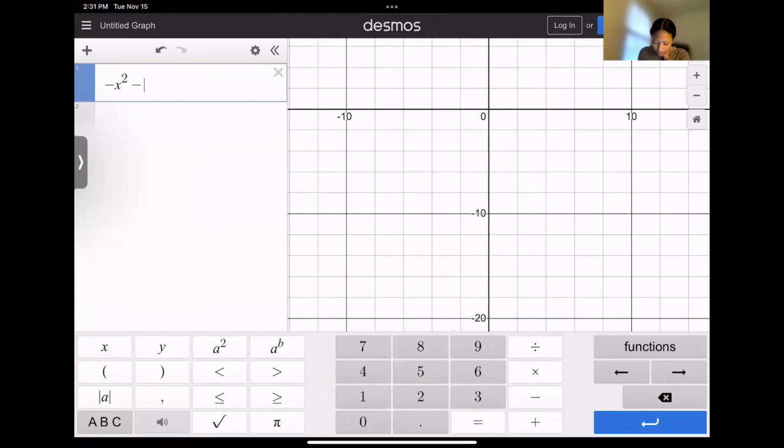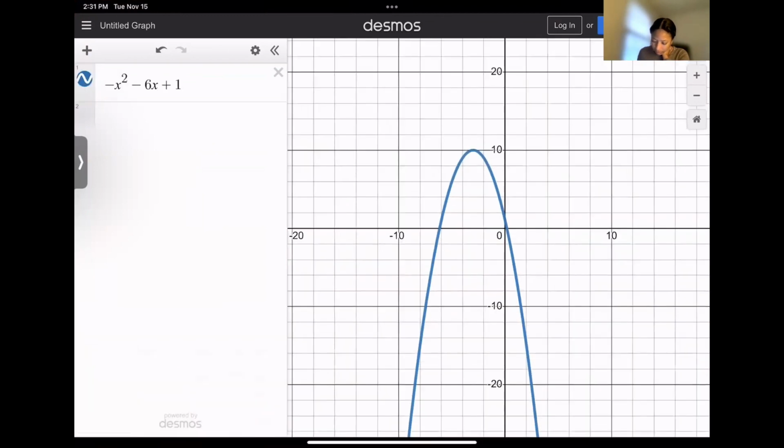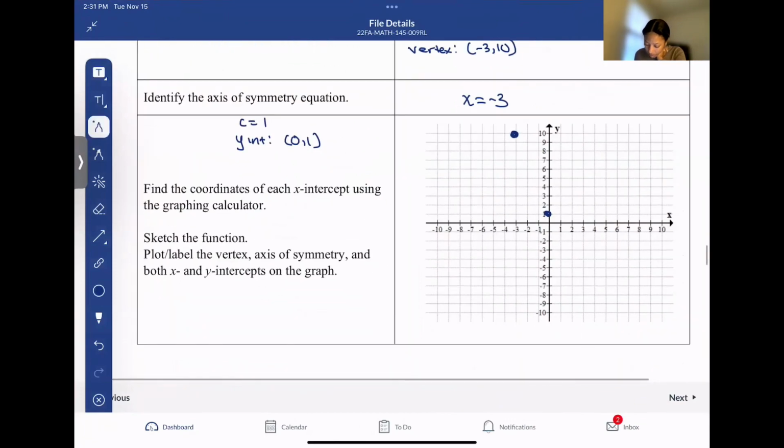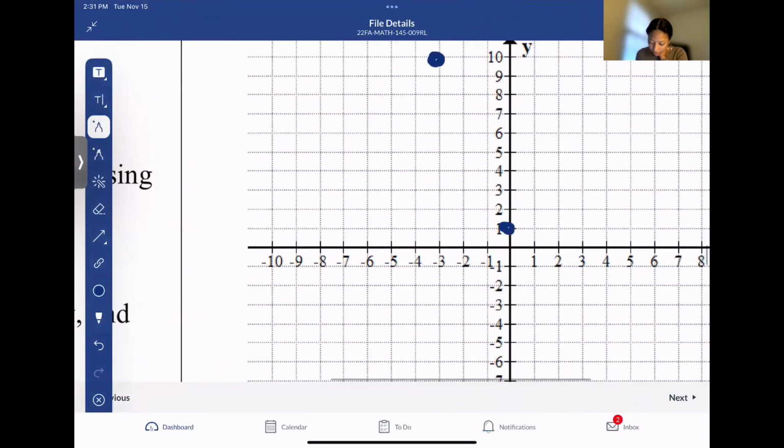-x squared minus 6x plus 1. The vertex is (-3, 10). Yay, we got that right. Y-intercept is (0, 1). Yes, we got that right. The x-intercepts are at about -6.2 and 0.16. All right, let's plot those points. So we'll have an x-intercept probably about here and about here.